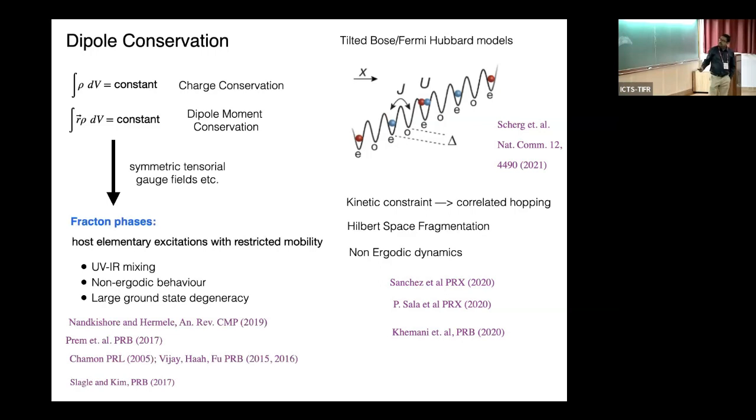There is also the connection to fracton phases, which are phases which have some elementary excitations with restricted mobility. But this requires adding tensorial gauge fields plus other stuff here. And again, these are very unique things where you see a lot of non-ergodic behavior, large ground state degeneracy, and so on. So we are going to look at something simple. We are going to look at what correlation functions do in this system under non-equilibrium dynamics.